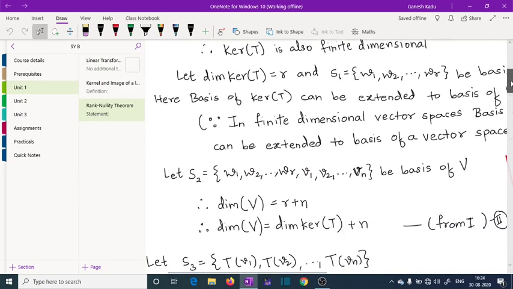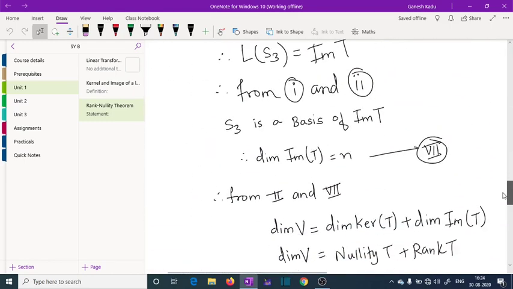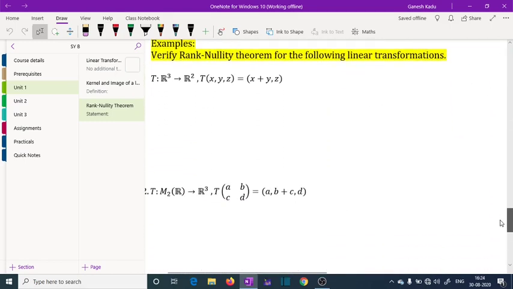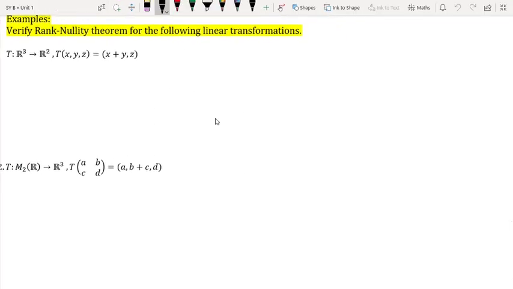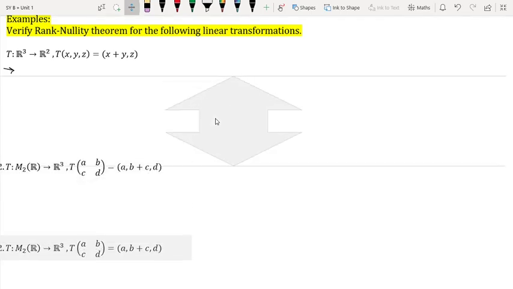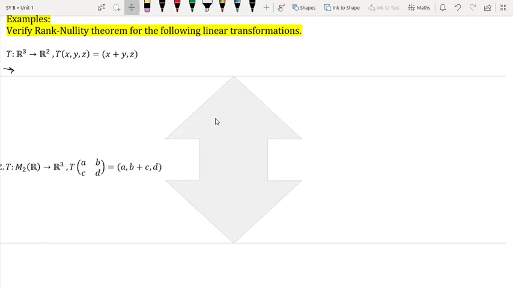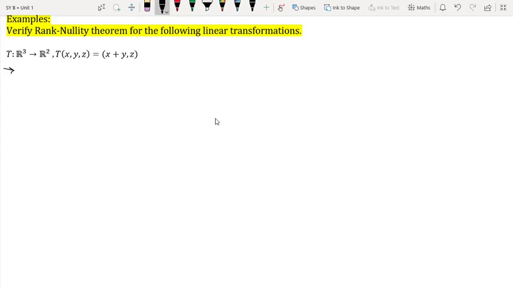Now see, in the last year, that is first year, we have already seen a few examples. So in this year as well we are going to see a few more. You can see that these examples are already familiar to you. We have already done the calculations for kernel of T and image of T. Now we are supposed to find the dimensions of kernel of T and image of T.